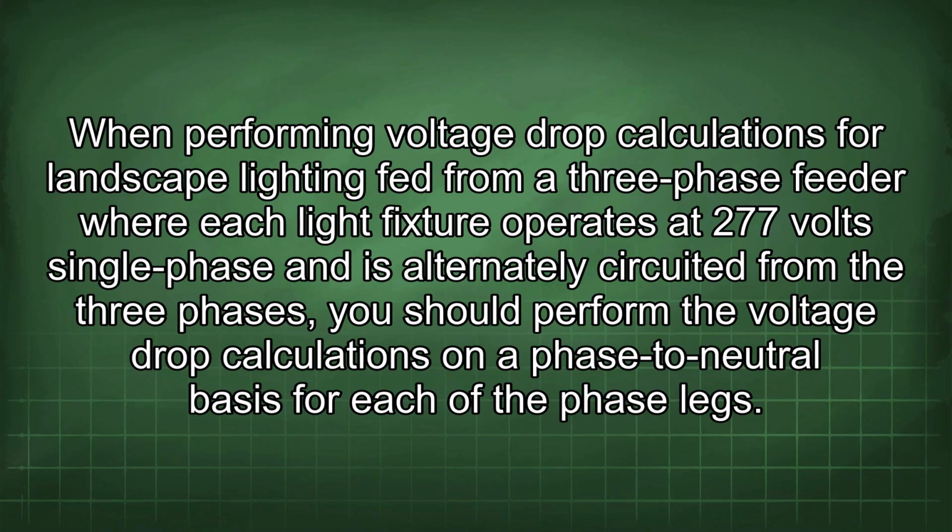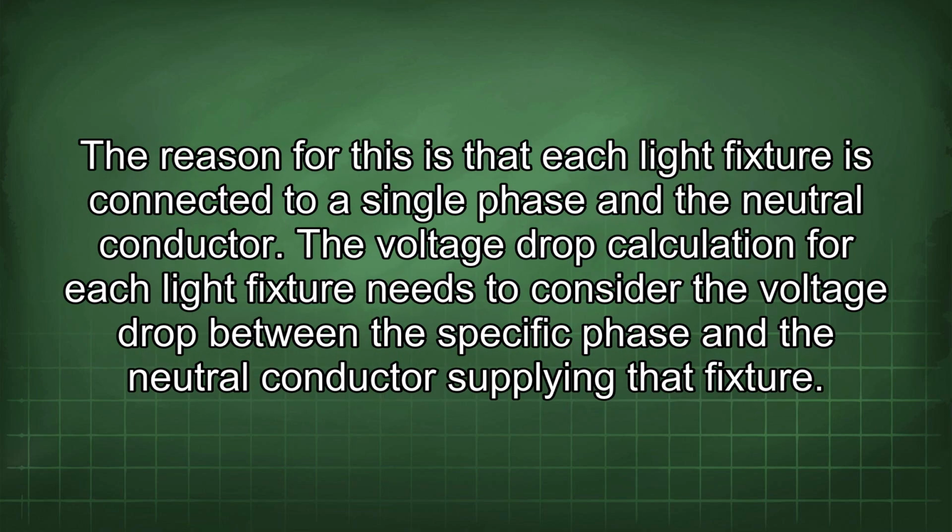When performing voltage drop calculations for landscape lighting fed from a three-phase feeder, where each light fixture operates at 277 volts single phase and is alternately circuited from the three phases, you should perform the voltage drop calculations on a phase-to-neutral basis for each of the phase legs. The reason for this is that each light fixture is connected to a single phase and the neutral conductor. The voltage drop calculation for each light fixture needs to consider the voltage drop between the specific phase and the neutral conductor supplying that fixture.